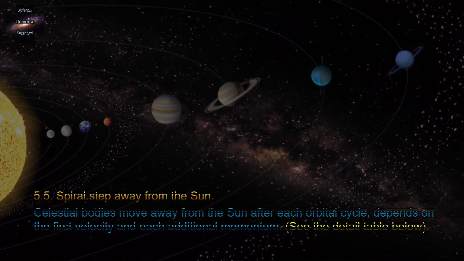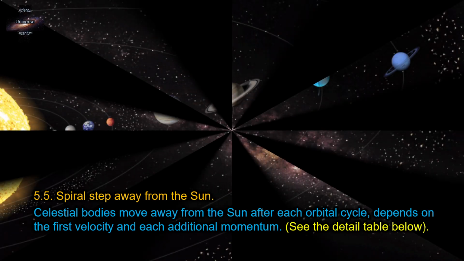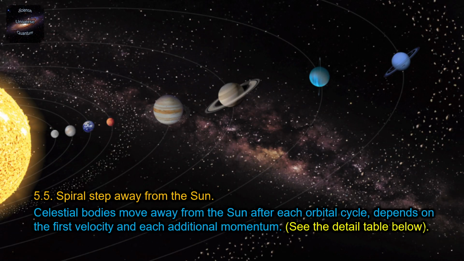Celestial bodies move away from the Sun after each orbital cycle. Depends on the first velocity and each additional momentum. See the detailed table below.